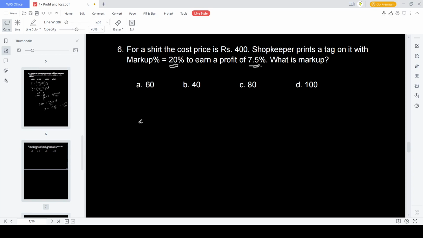Markup is what you add. We can write cost price plus markup is equal to selling price. But this never happens.